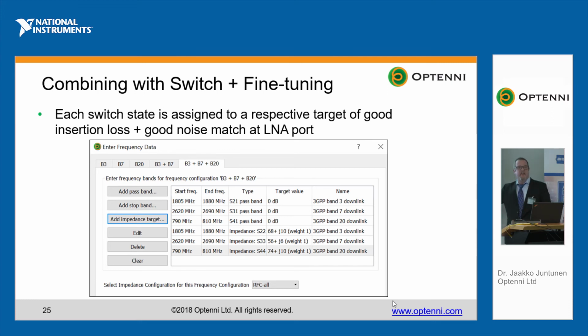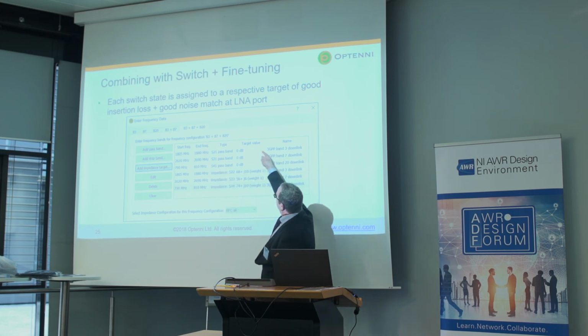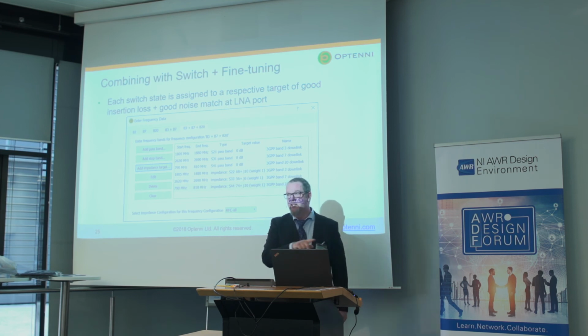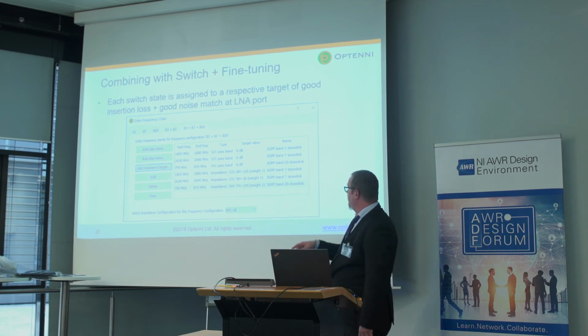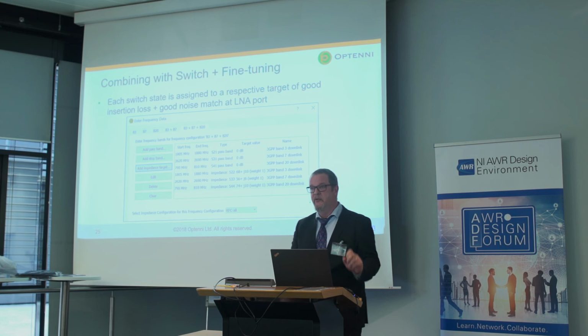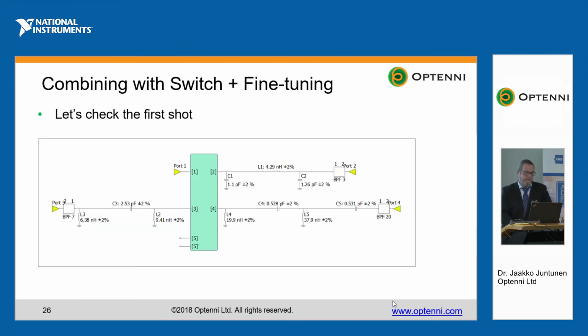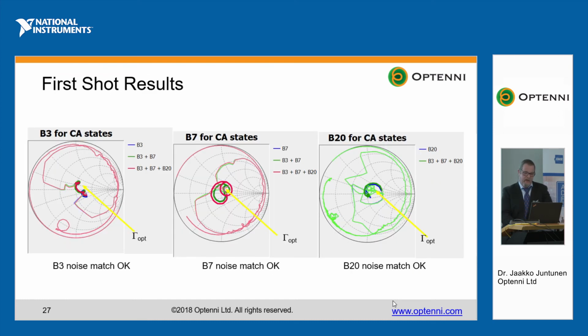So the targets, the specifications get more complicated, like the threefold carrier aggregation involves the target for good insertion loss for each branch, but also the desired noise impedances looking towards the antenna node. And that for all carrier aggregation combinations. But other than this setting, it's just selecting topology orders and pushing the button. This is the first shot, re-optimizing the values, and let's look.